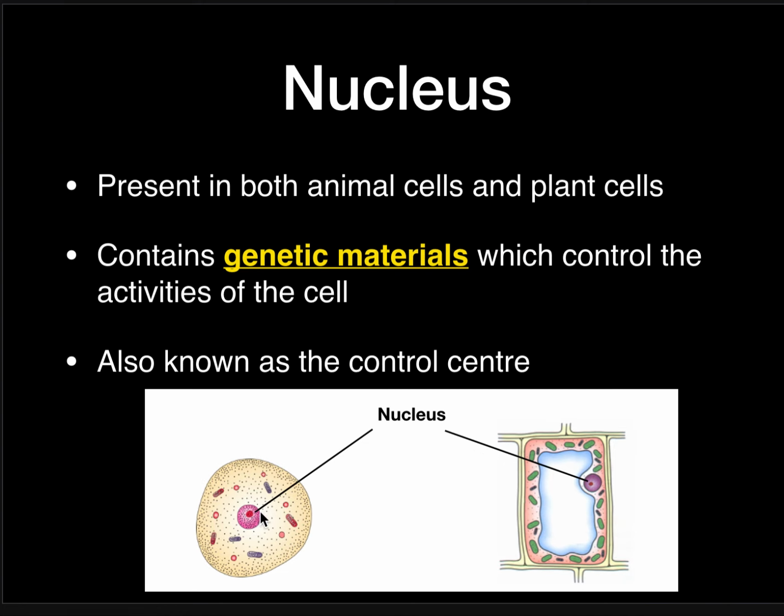The second part is the nucleus. This is the nucleus here, and you can find it in both plant cells and animal cells. It contains the genetic materials which control the activities of the cell. Because it controls the activities of the cell, it is also known as the control center of the cell.